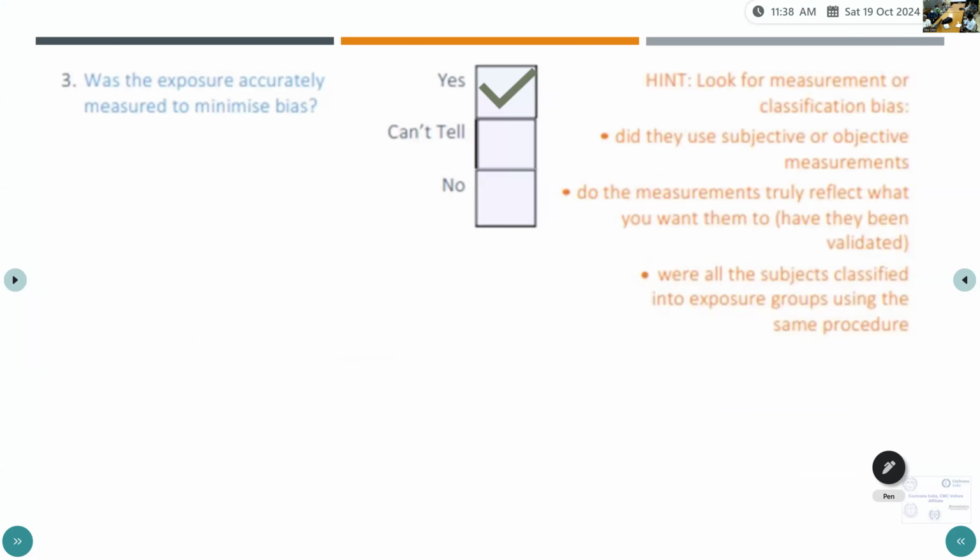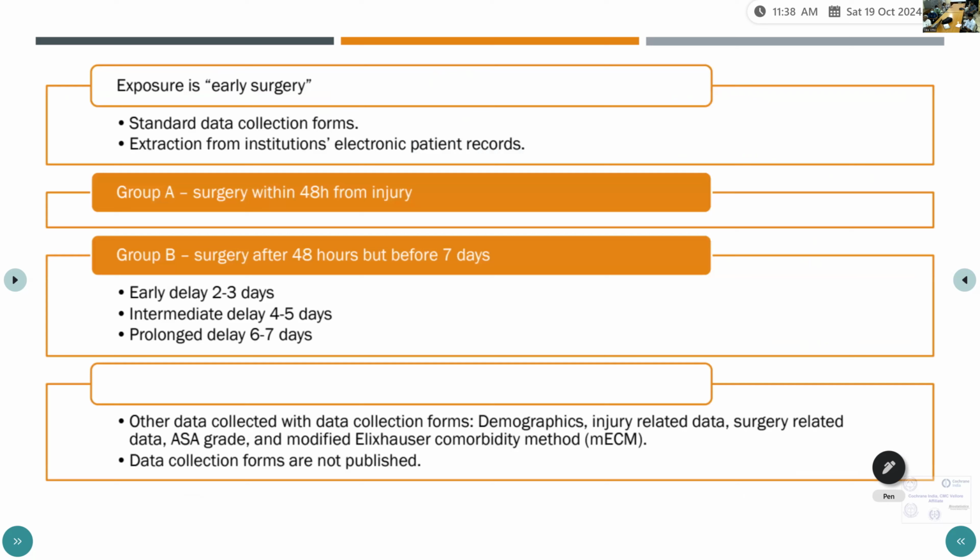The next question is whether the exposure was accurately measured to minimize bias. If we are to say that a certain exposure is associated with a certain outcome, the definition of exposure must be standard and similarly applied to all the patients in both the groups. So we have to look at whether the way to classify exposure was objective and whether it was standard. So here exposure is early surgery, that is, within 48 hours from injury.